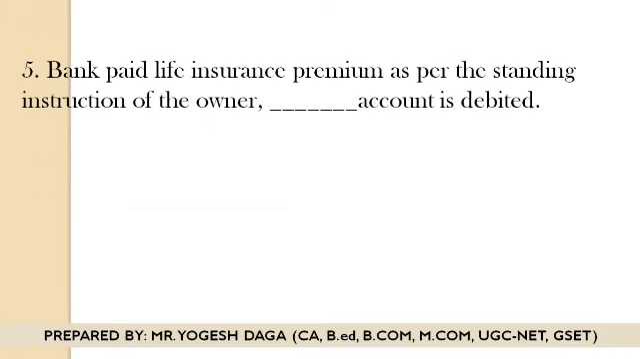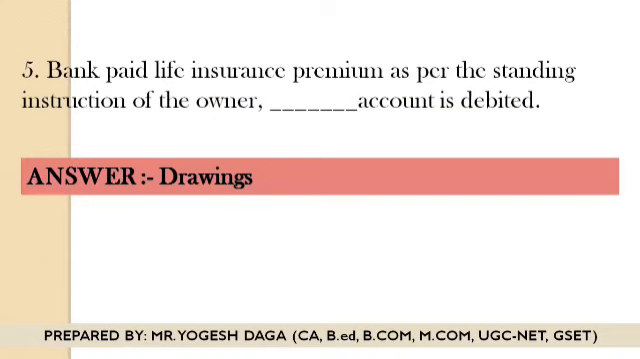Fifth question: the bank paid life insurance premium as per the standing instruction of the owner. Dash account is to be debited. Students, we have seen this question in the third chapter video also, in which life insurance premium is always related to the life of the owner. And if it is the life of the owner, it means you are paying out of the bank for personal use only. So which account will be debited? Yes, I think you have made the answer. So the correct answer is drawings.